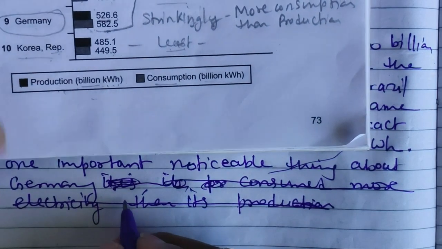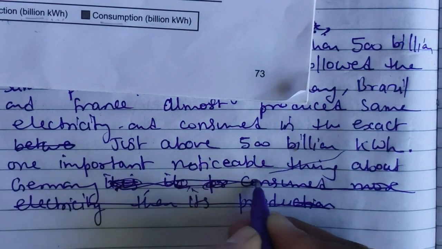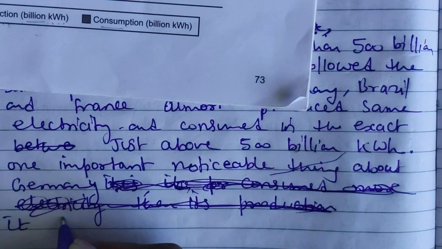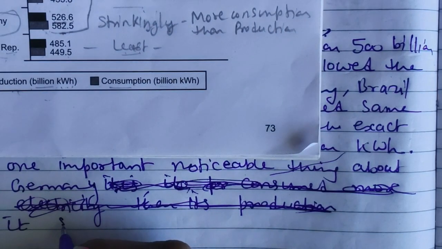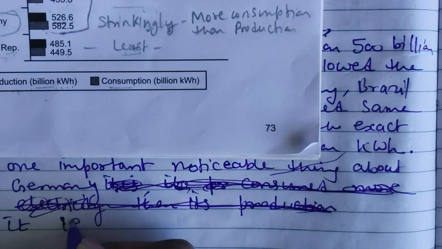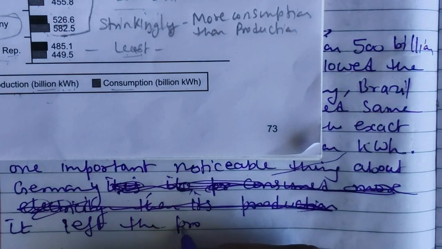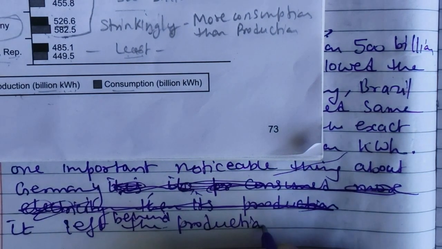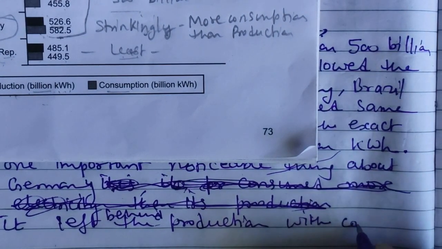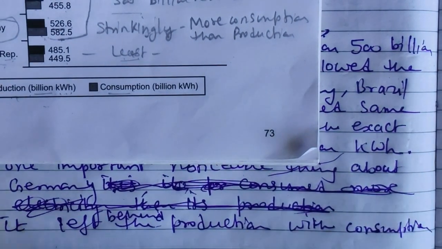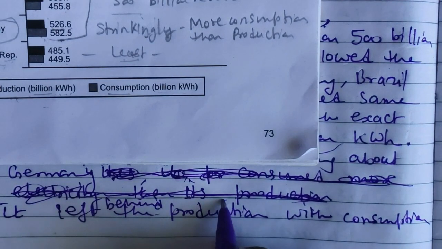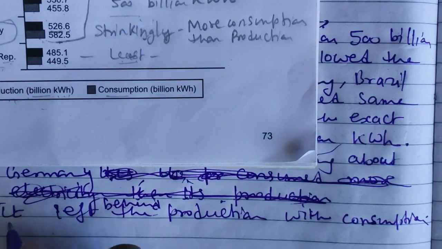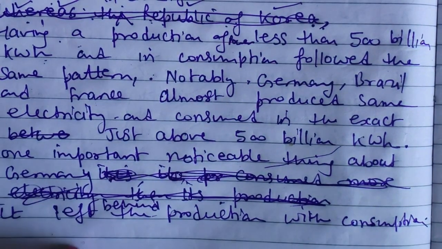So one important noticeable thing about Germany, excuse me please, sorry. Germany, it left behind the production with consumption, or you can just go vice versa, you can use the wording like it consumed more electricity than its production, that is a much better wording. So here you can just finish, that's the thing only for the fourth paragraph.